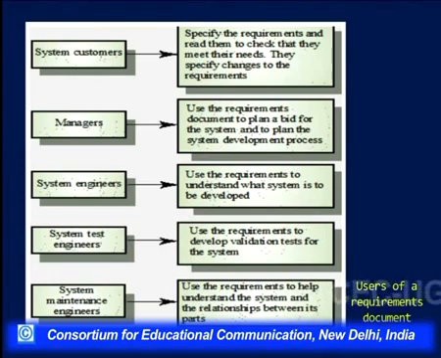So now we can see that there are various users of the requirement documentation. We've already prepared a requirement specification document, and there are a couple of users in the company who will use it. The first among these is the system customers, the people for whom the software has been developed. They specify the requirements and then read them to check whether they meet the needs of the system or not. Then there are the managers, who use the requirement specification document to plan a bid for the system and to plan the system development process. Then we have the system engineers who use it to understand what system is to be developed. Then we have the system test engineers who use this document for validation tests etc.